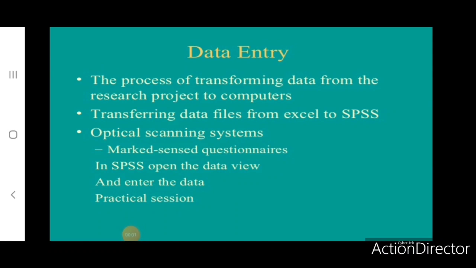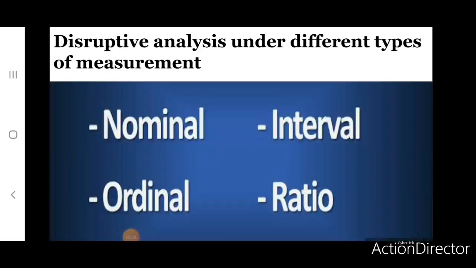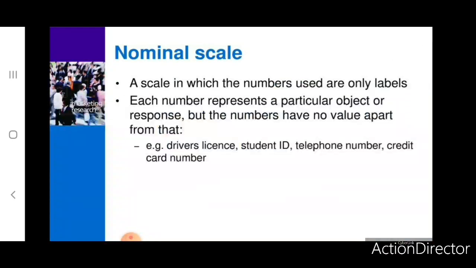Now the next topic for today's discussion is descriptive analysis under different types of measurement. As we all know, there are mainly four levels of measurement. They are nominal measurement, ordinal measurement, interval measurement and ratio measurement. So the first one is nominal measurement or nominal scale.